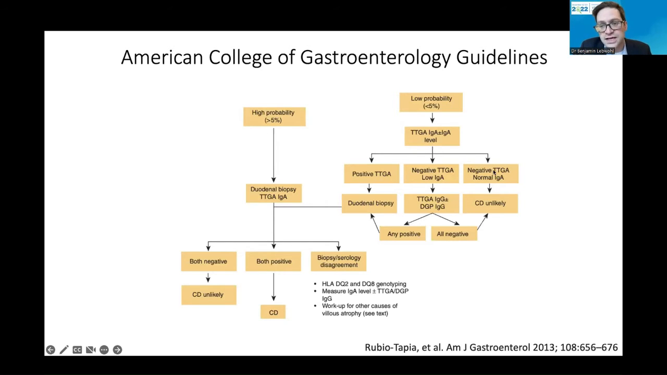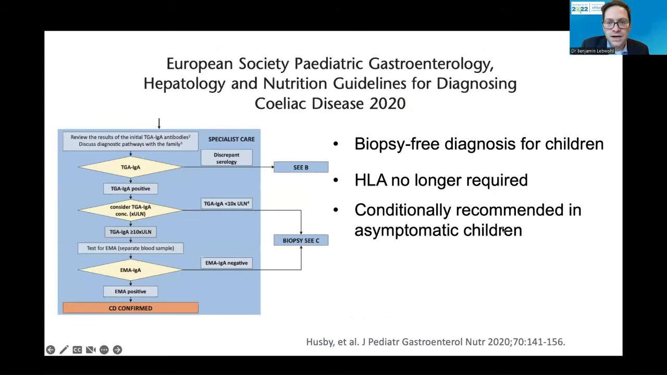If the TTG IgA is negative or normal, and the patient makes total IgA, in other words, that patient does not have IgA deficiency, that's a negative test result. Celiac disease is unlikely, and the workup stops there. If, however, the patient has a low total IgA, or an undetectable IgA, in other words, they have selective IgA deficiency, then we check these other antibody levels, TTG-IgG or deamidated gliadin peptide, IgG. So this sometimes can get a little bit complicated.